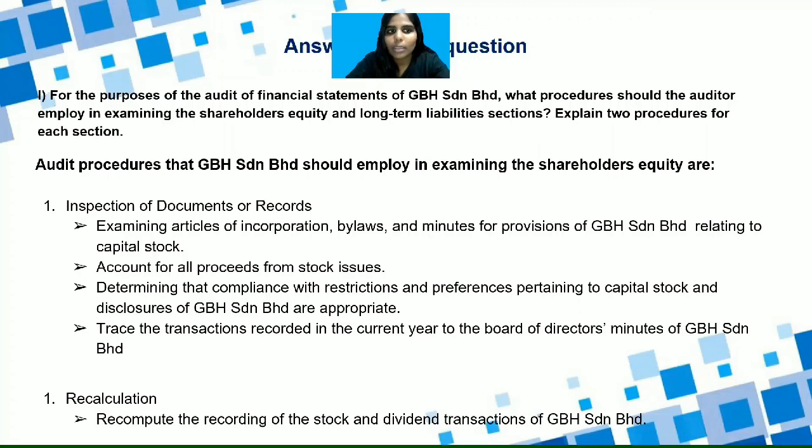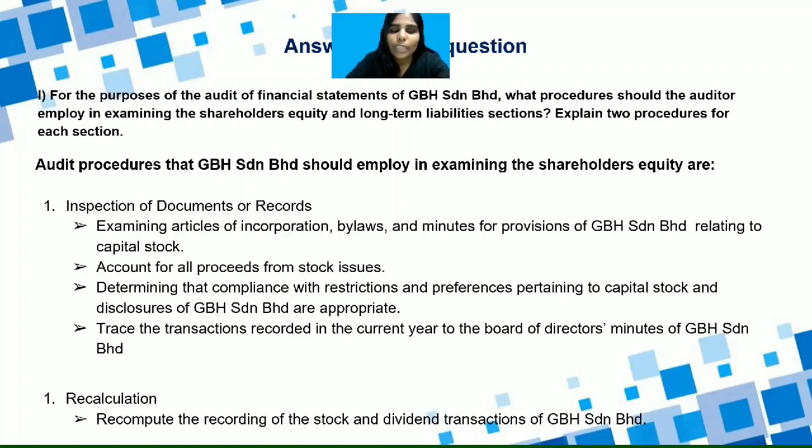of documents or records. The inspection of documents or records can be done by examining the articles of incorporation, bylaws and minutes for provisions of GBS Sdn Berhad related to capital stock. The second one, account for all proceeds from the stock issues and determine whether compliance with restrictions and preferences pertaining to capital stock and disclosure of GBS Sdn Berhad are appropriate or not, and trace the transactions recorded in the current year to the board of directors' minutes of GBS Sdn Berhad.